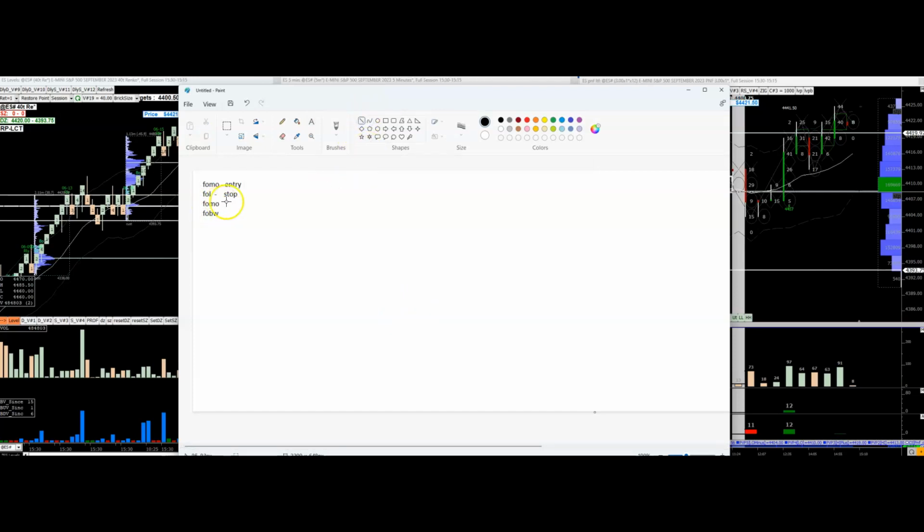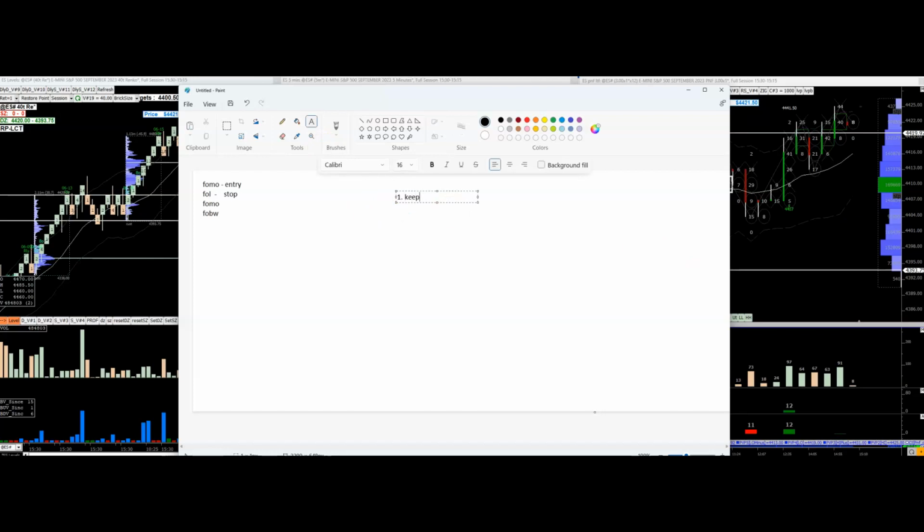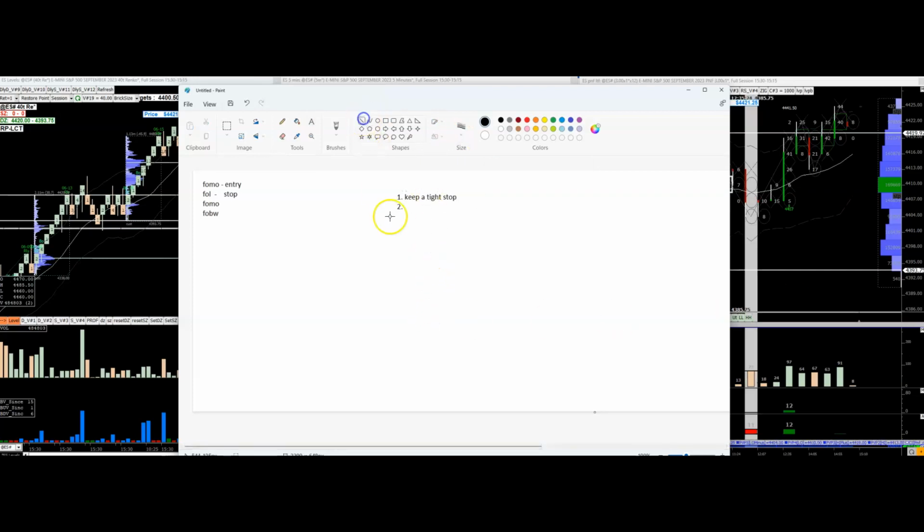2 things you have to know. You're taught, number 1, to keep a tight stop. 2, you're taught this thing right here. Right? This is what you're taught. Higher high, higher low equals trend. This is what you are generally taught.